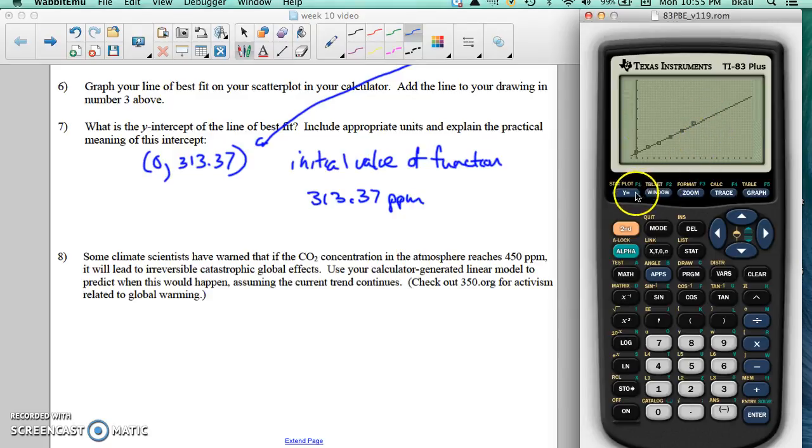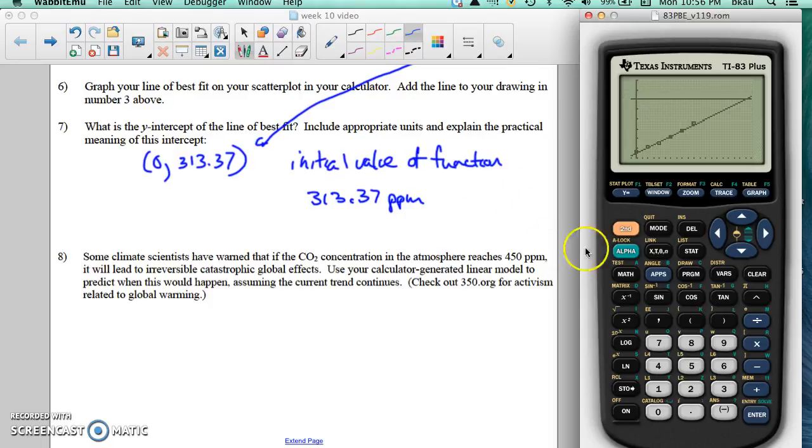And we can do that by putting in our 450 for our second graph and looking at when it will intersect this graph. So that's why we included a little bit more on the graph so we can make that prediction.